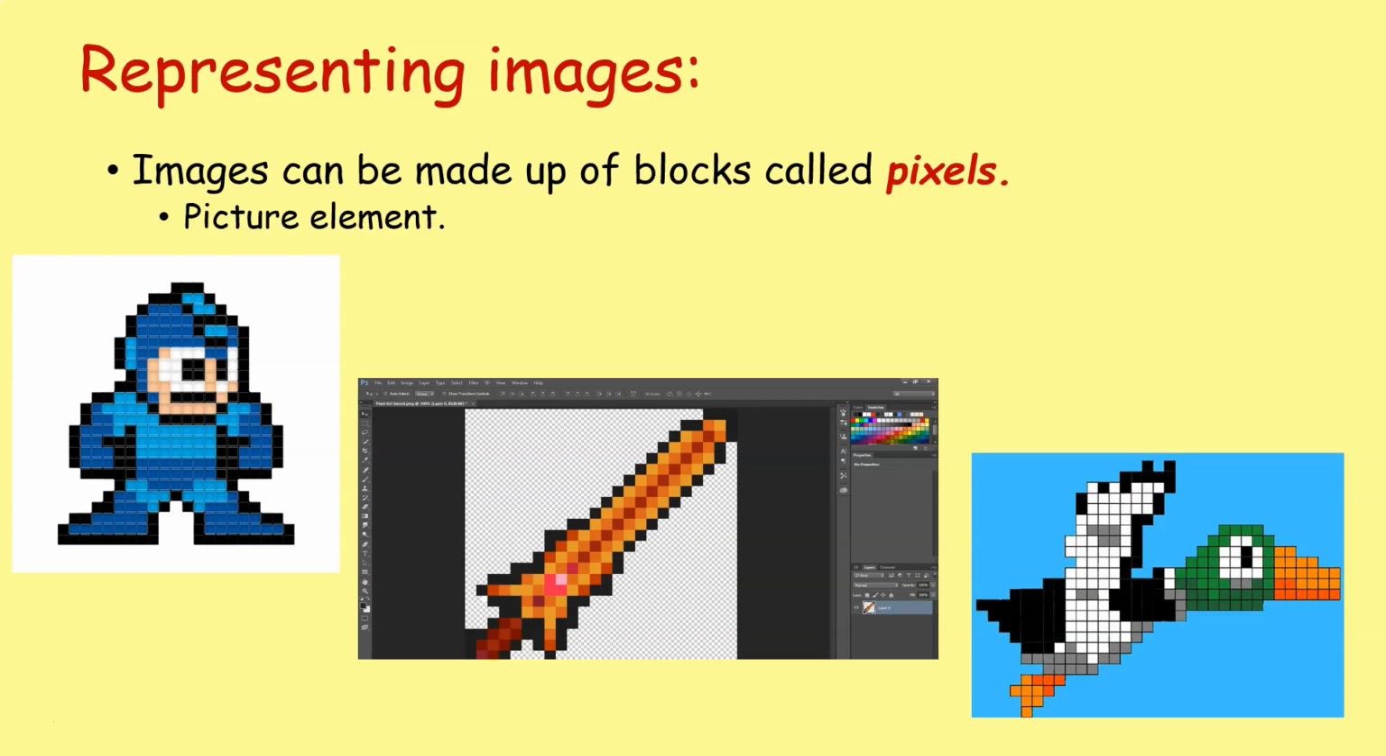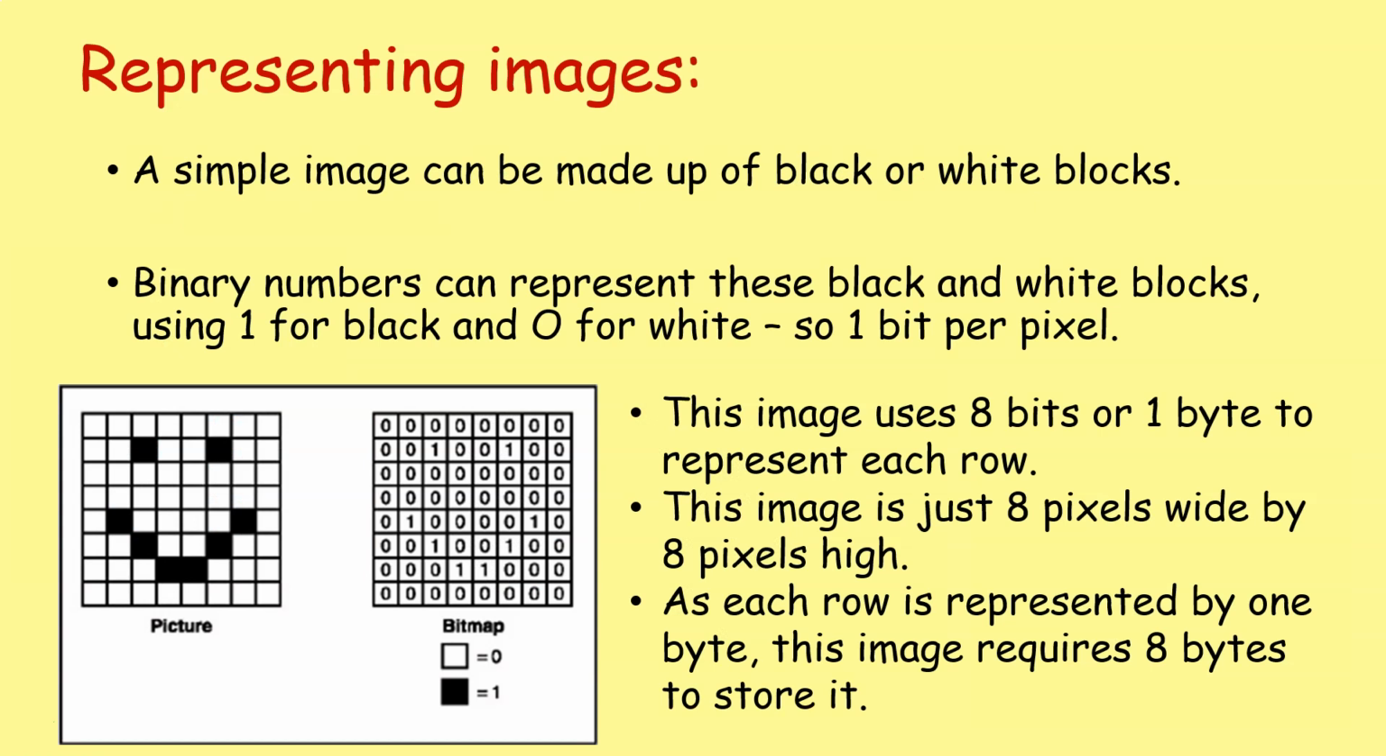Images can be made up of blocks called pixels. Pixel, the word itself, is just short for picture element. A simple image can be made up of black or white blocks, or black or white pixels. Binary numbers can represent these black and white blocks using 1 for black and 0 for white. So 1 bit per pixel.